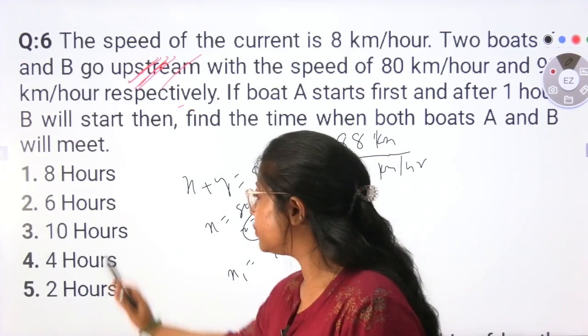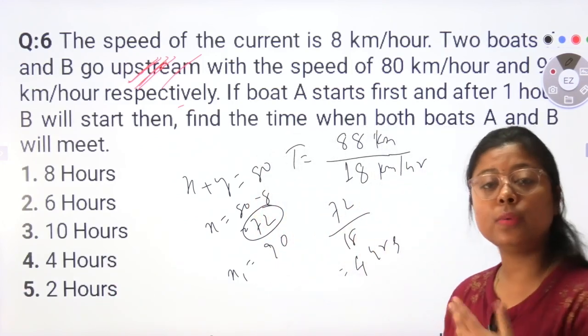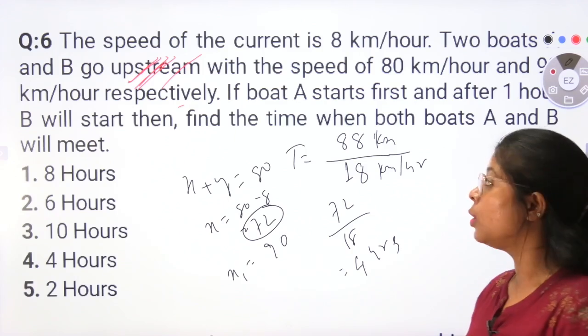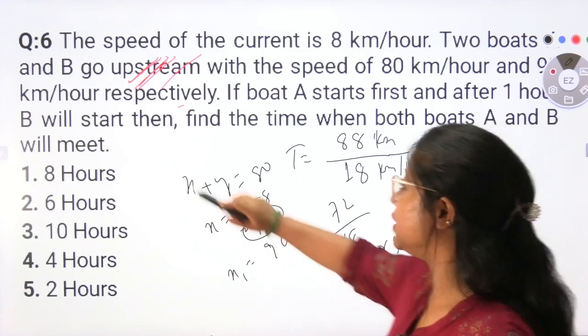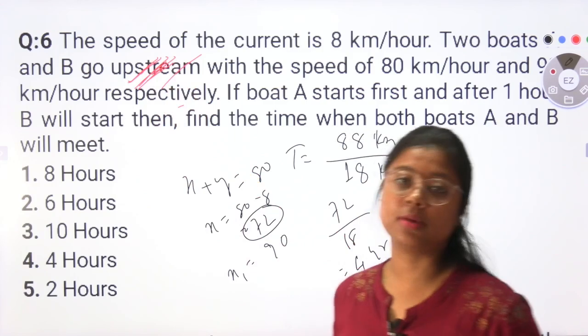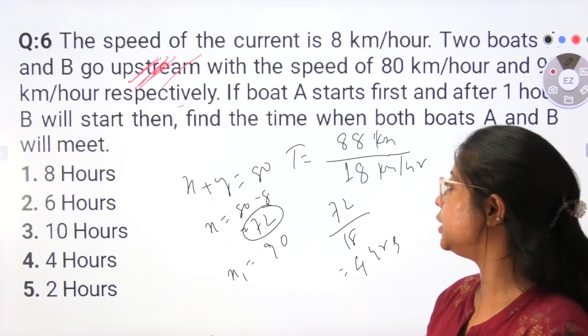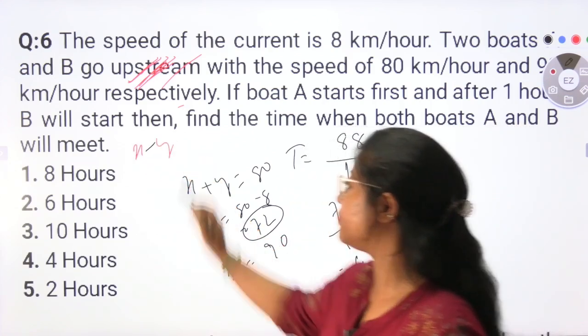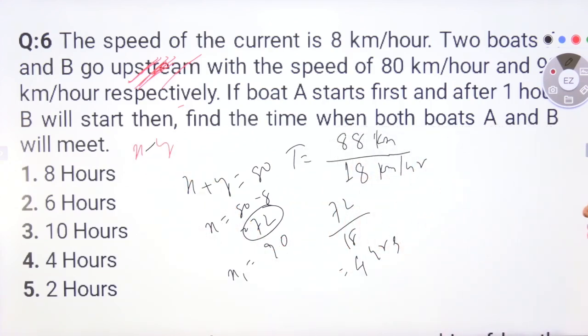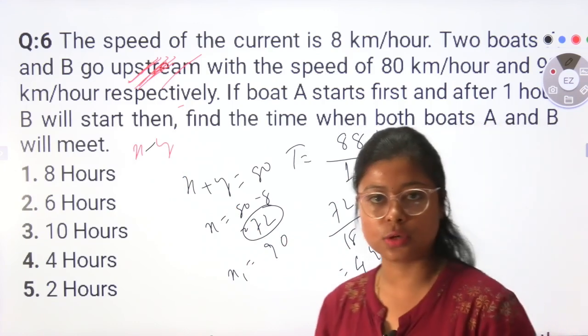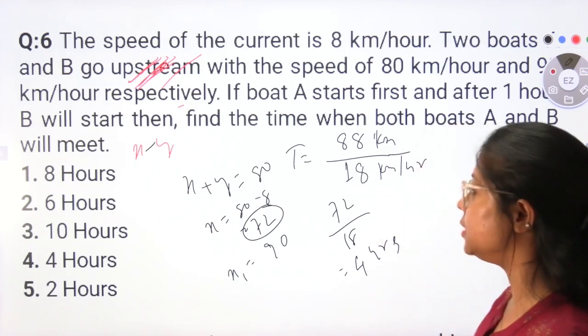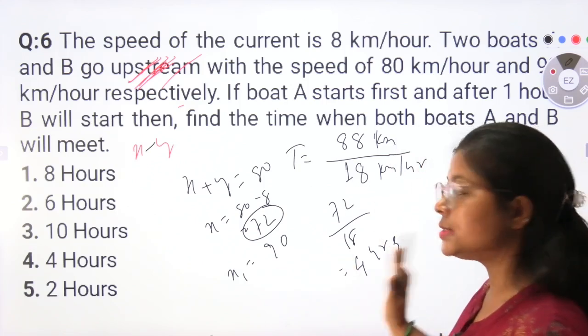Fine, we have 4 hours as an option, but I would get 4 hours only when the question was given as downstream. In the question it is given as upstream, and we know that upstream speed is x minus y. So maybe the answer is wrong, or I will check this question once.